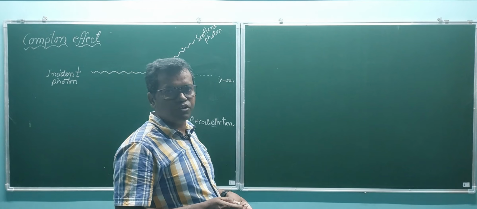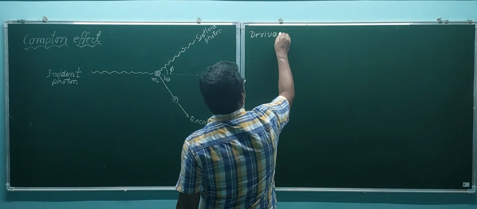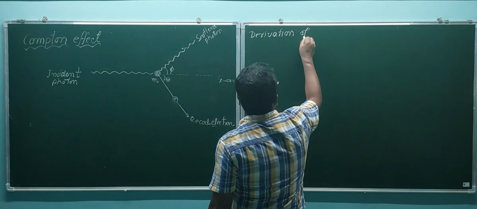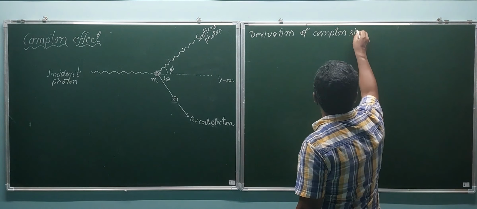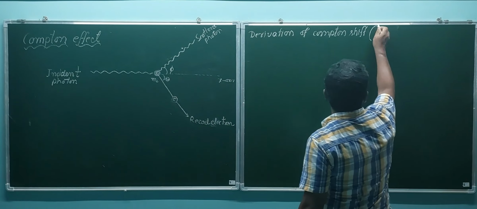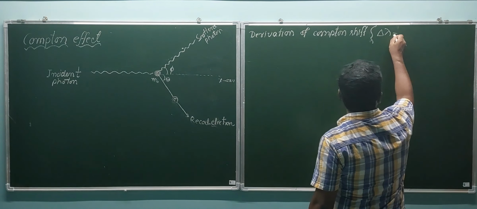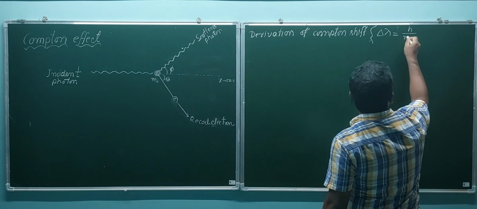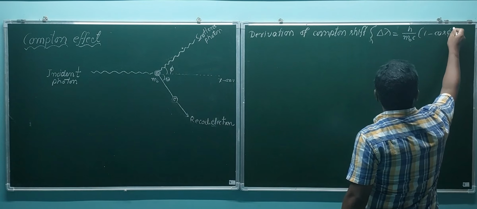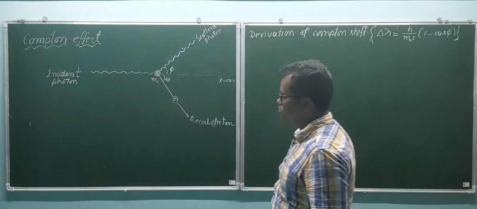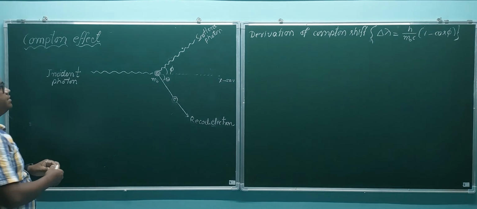Next is derivation of Compton shift. That is del lambda equal to h by m naught c into 1 minus cos phi. We have to derive this Compton shift. So to derive, we have to write some things.